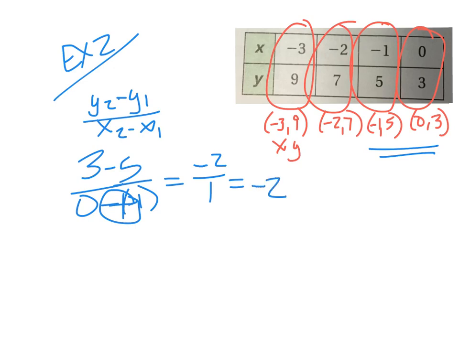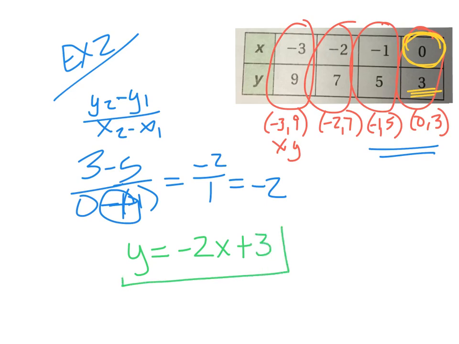Now, you can find where it crosses the y-axis on a table if one of your x's equals 0. Then this is always your y-intercept. So that means I can go ahead and write this. Y equals negative 2 is my slope, x, and then my y-intercept is positive 3. So then this would be your linear function. Okay? All right, now let's go do the on your owns. On your own number 1.